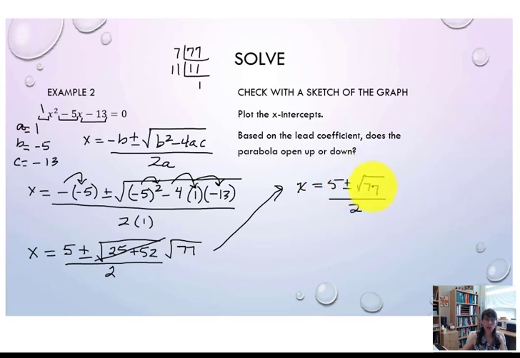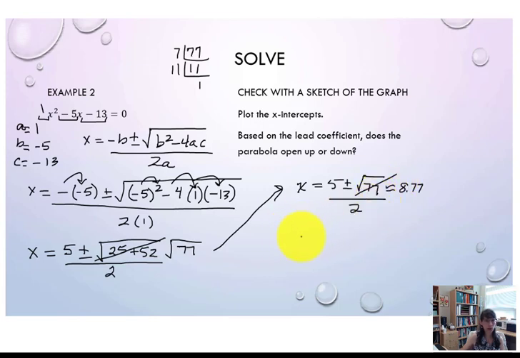Now if you're thinking, how am I supposed to plot this and draw the sketch of this parabola when it says square root of 77? We need to know about how much is that with a decimal. So with your calculator, you can use your square root function to find the decimal equivalent to square root of 77. And if you just take that out to maybe 2 decimal places, it's about 8.77.